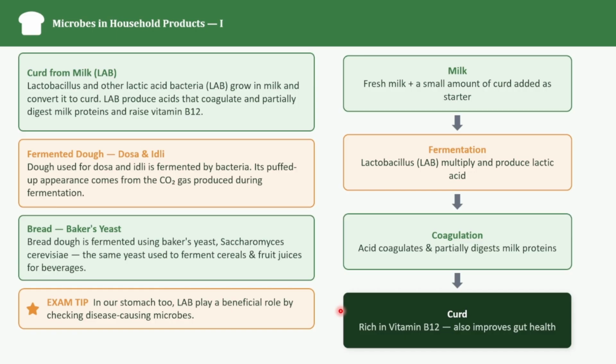For that, one important example is Lactobacillus. So Lactobacillus is an example. Under suitable conditions, what happens? These bacteria multiply and produce lactic acid. And this acid changes the milk proteins and also helps the milk become curd. So these are the steps I have given here. Go through all the steps.